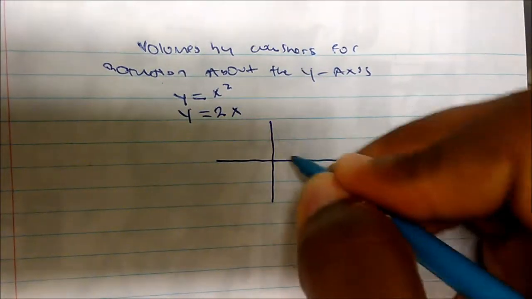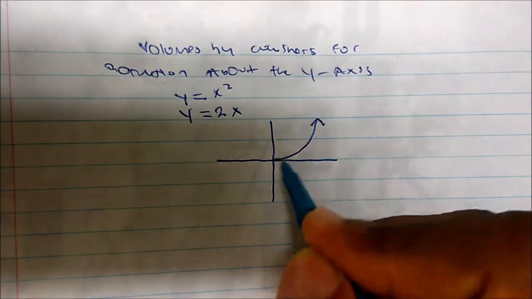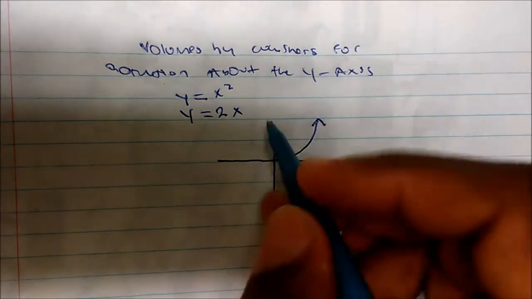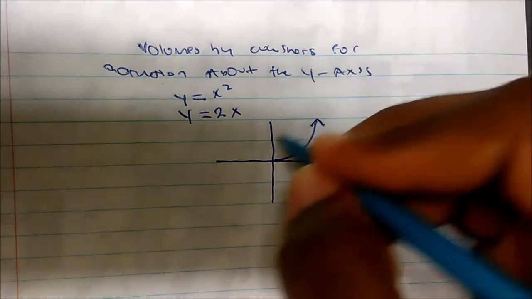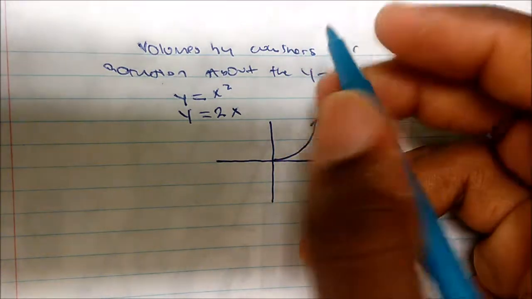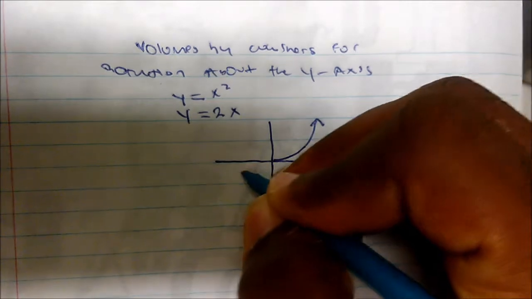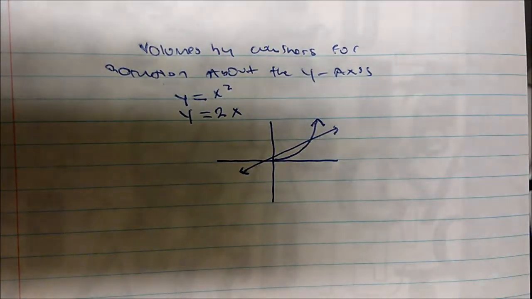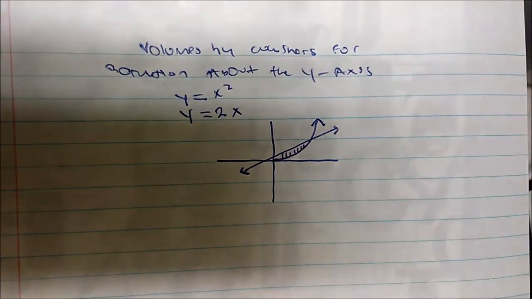I know the graph of y is equal to x squared looks something like this. My line y is equal to 2x has a slope of 2, so the line maybe looks something like this. At this point we're just estimating. Well, I know the area between the curves is right here.